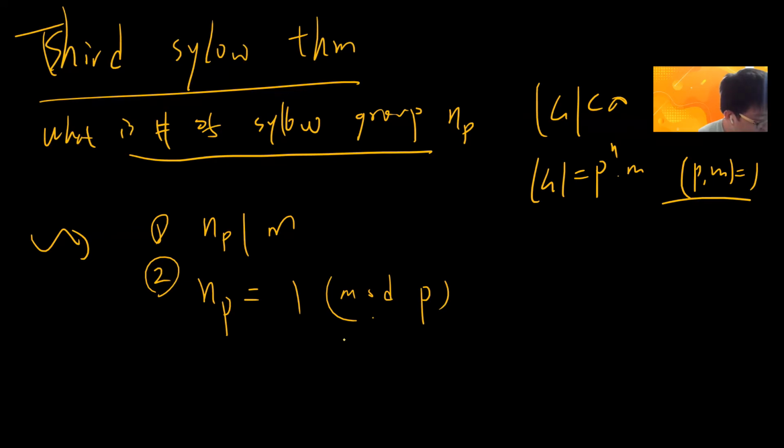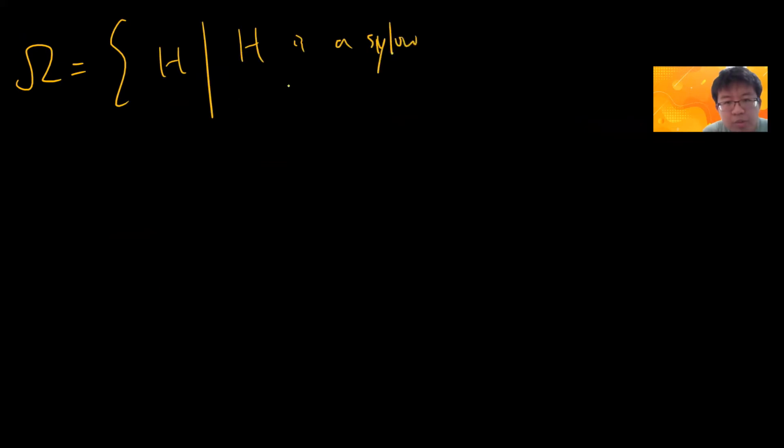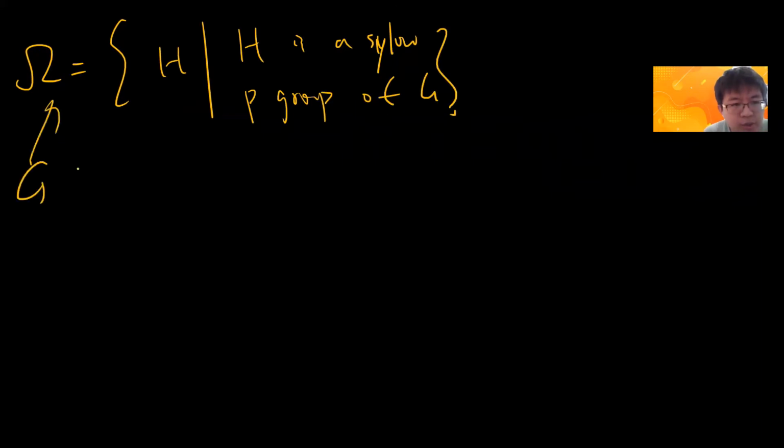Okay, so let's go to a proof. Probably this proof is the most difficult one. Consider Omega, which is the set of all Sylow P subgroups. H is a Sylow P subgroup of G. And then you get G acting on Omega, right?